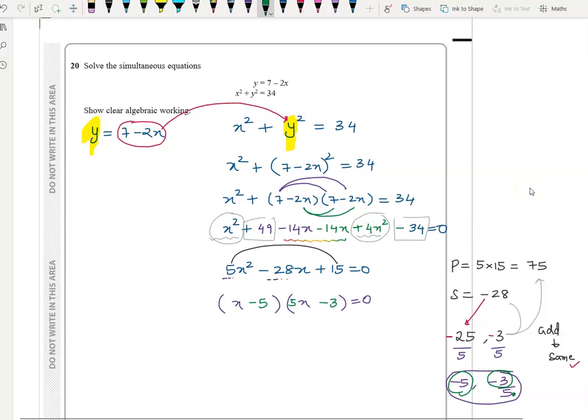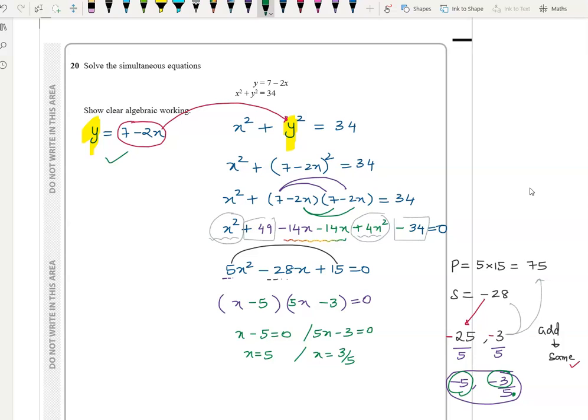Since we have already factorized, each factor you take equal to 0. So you get x equal to 5, or x equal to minus 3 will become 3 over 5. I got the values of x. I need to find the corresponding y values.